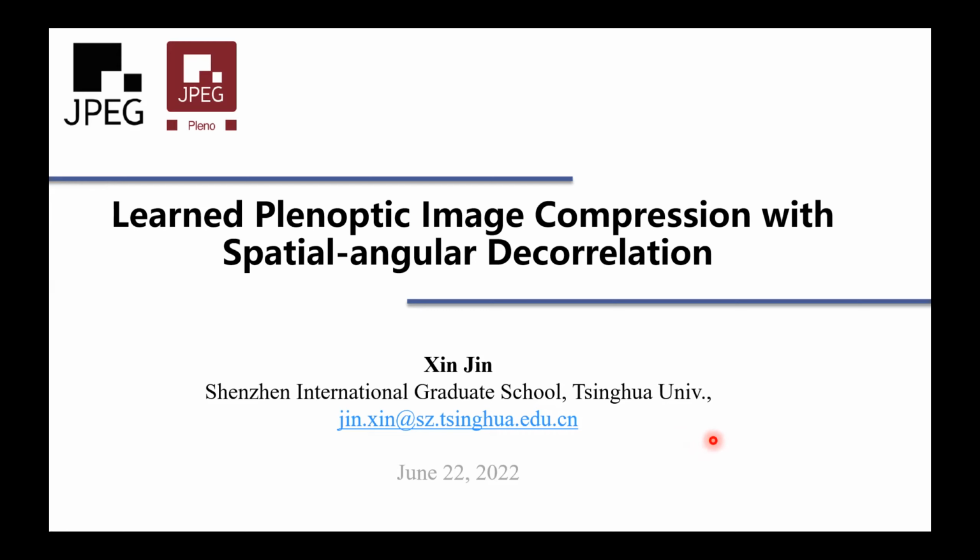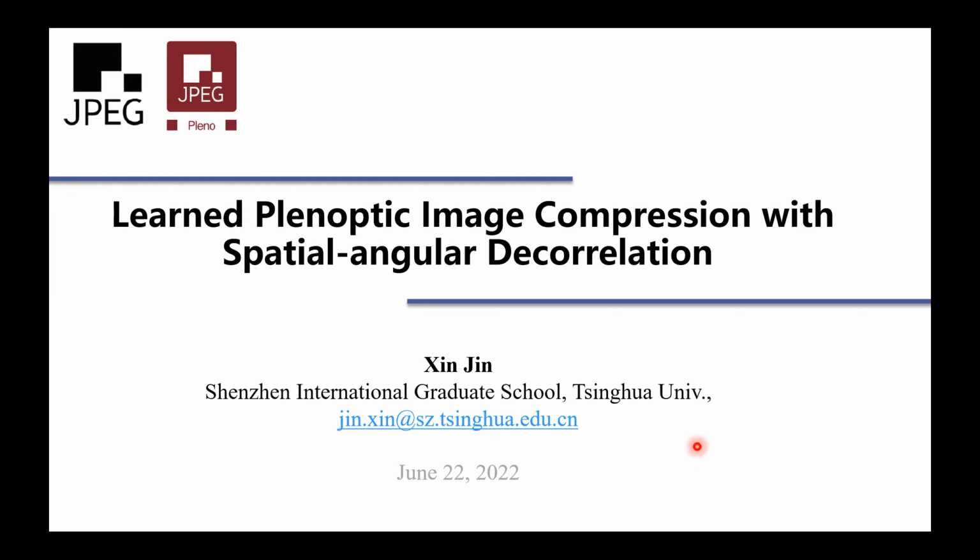Today, I wish to share with you some of our understanding of plenoptic image compression, and especially end-to-end plenoptic image compression. Actually, why did we start to do the compression?